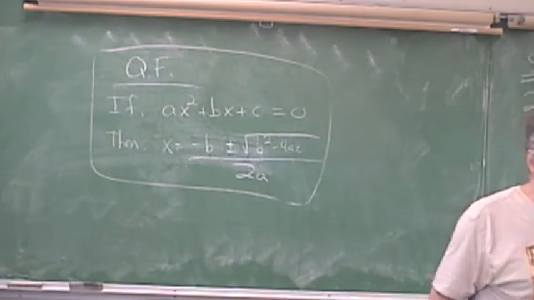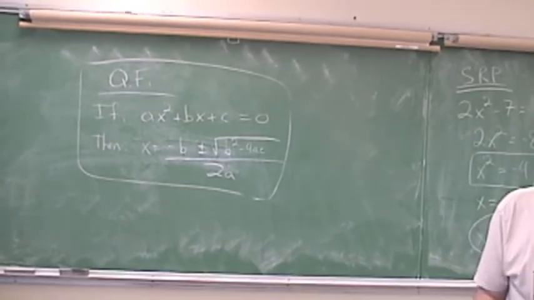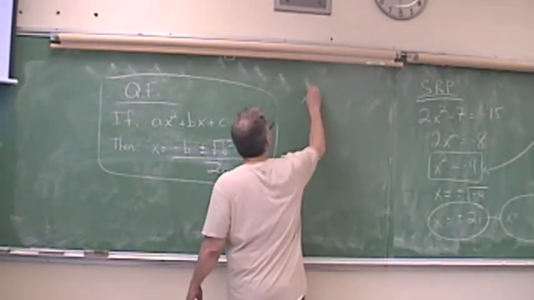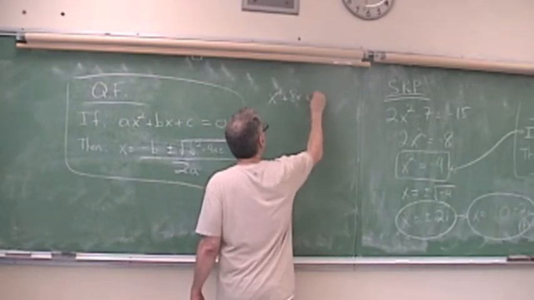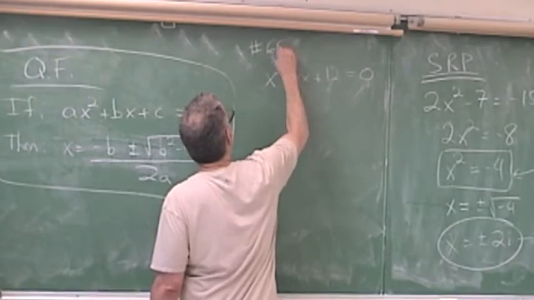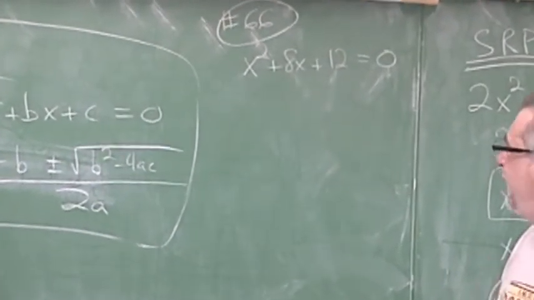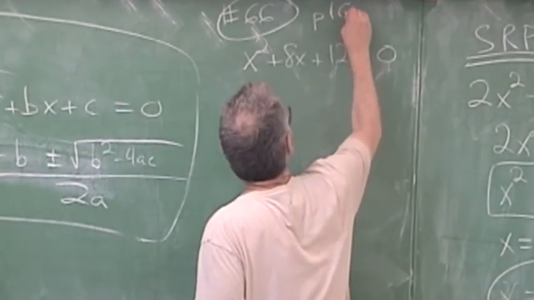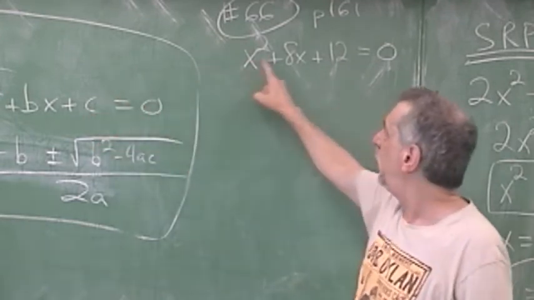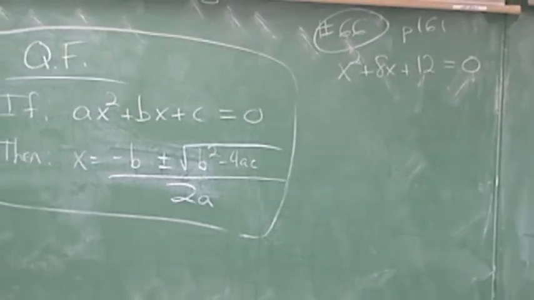So in this case, we're looking at number 66. And it says x squared plus 8x plus 12. So again, nicely, this is already in the proper form. This is number 66 on page 161. And this is already in the form that we want. Right? If it's not in this form already, then that's the first step, is to put it into that form.